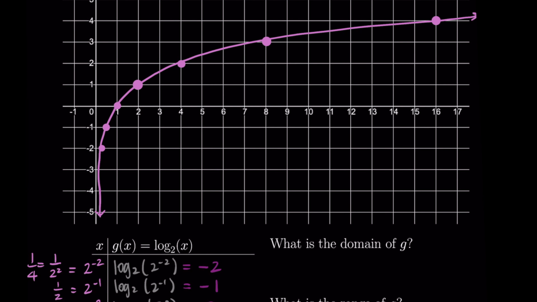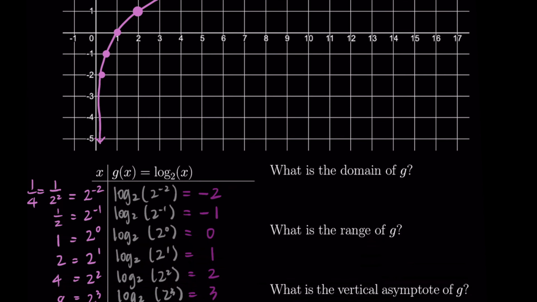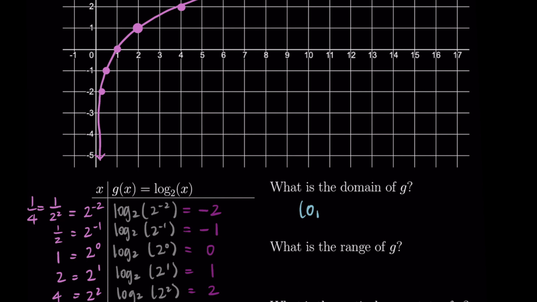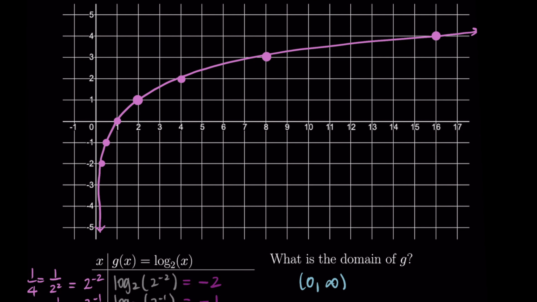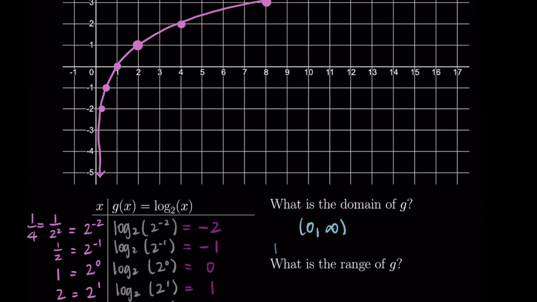So the domain here, we don't have any negative numbers, so we're really going from 0 to infinity. The domain is from 0 to infinity, not including 0. This is an important conclusion here, that we can't take the logarithm of a negative number. Only positive inputs to a log. So if you try to input log of negative 2 or log of 0 into your calculator, it's just going to be undefined. So we can't input negative values.